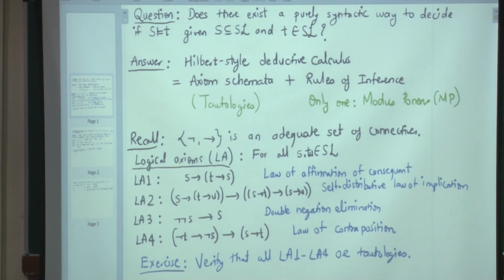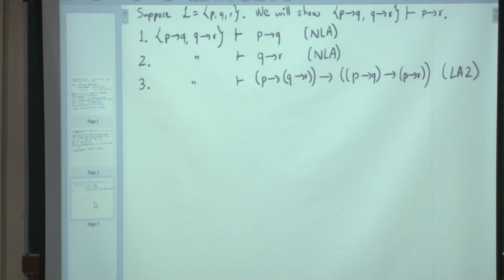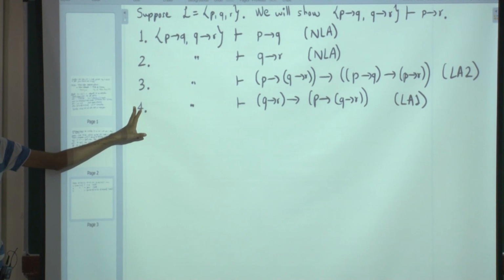Can you see? Now this is something which you have to do yourself. So Q implies R implies P implies Q implies R. If I write this is LA1, then I am done. I mean, now I can see the entire proof. Any questions why we chose this?